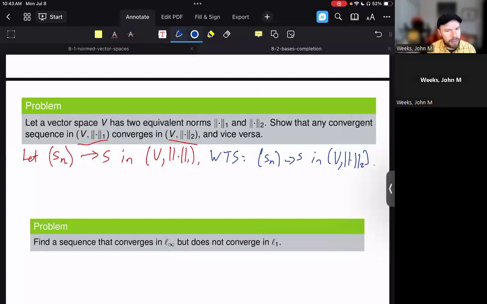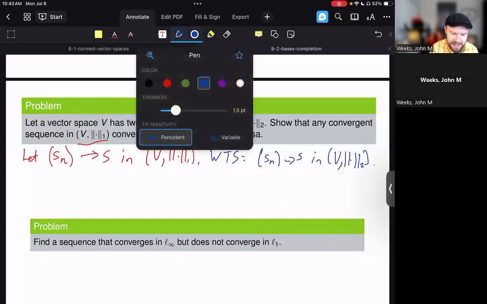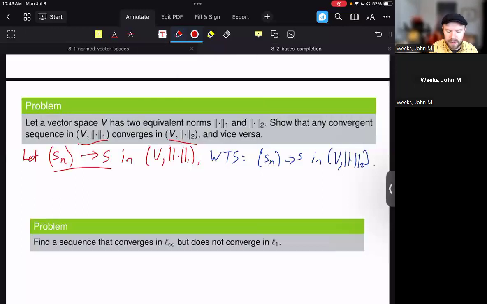But I'll walk through it a little bit so that you can start seeing what goes on as we try and work through this problem. So this is our goal. We want to say that we have a convergent sequence here, that in fact, that convergent sequence is the same in norm sub 2. So how are we going to show that?